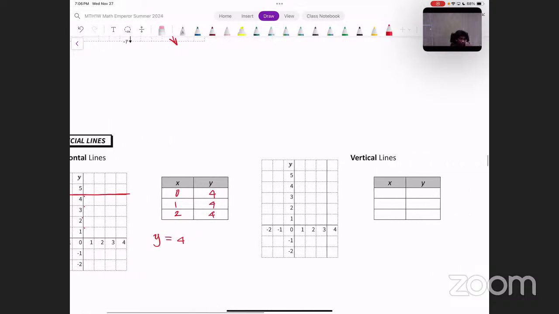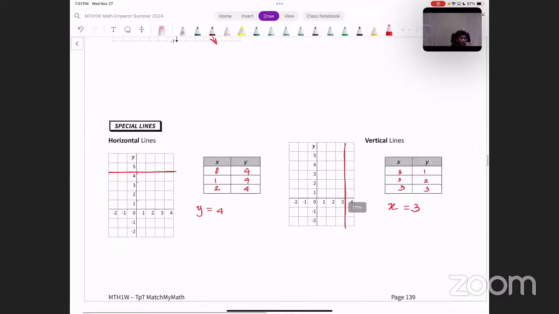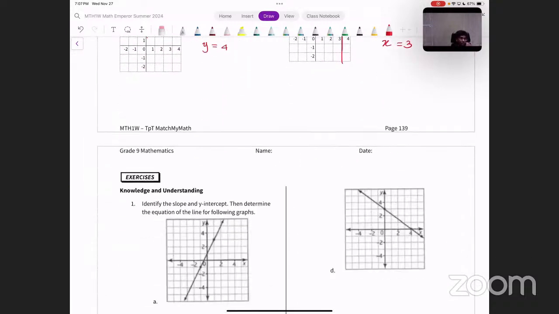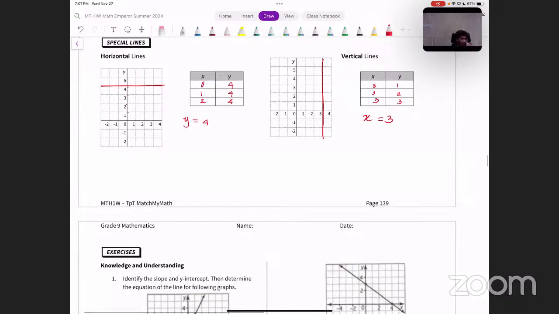Now let's go back to the vertical line. x is 3, x is 3, x is 3. I can put any values for y I want. I can put 1, I can put 2, I can put 3. It doesn't matter. And then this equation is simply x is equal to 3. Are you seeing that?